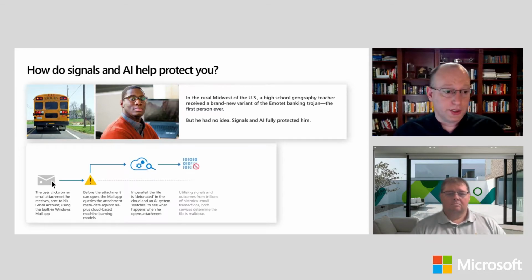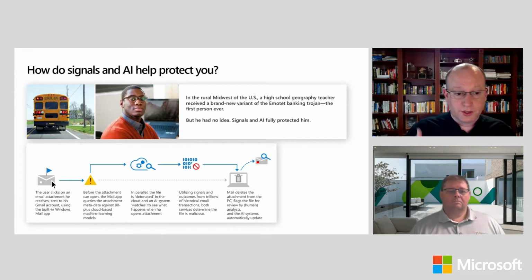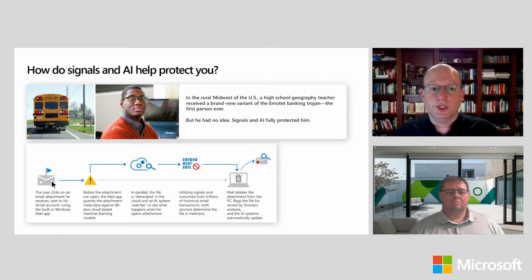This particular person clicked on an attachment that was in from his Gmail account in the built-in Windows Mail app that was on his PC. And before that could ever actually open, there was a bunch of things that happened. It was scanned locally. It was detonated on the cloud using the machine learning piece to check the behaviors and what it would do.